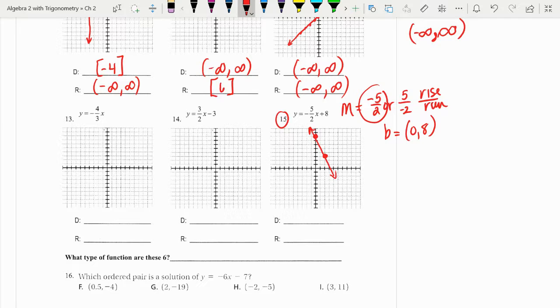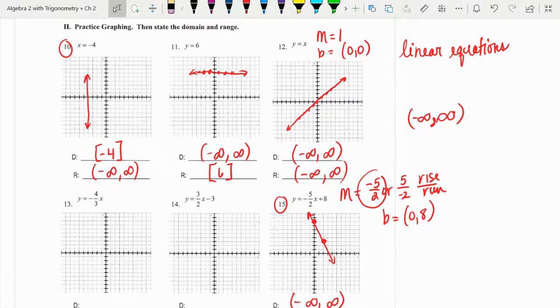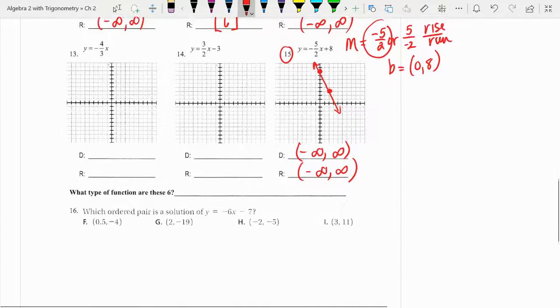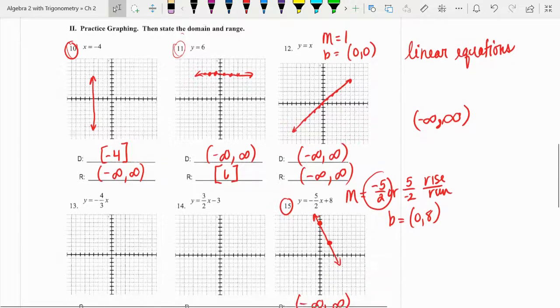And again, I want you to know that all linear functions, the domain and range, I guess I better be careful when I say all. But slanted lines that have a y and an x variable in them, their domain and range is always all real numbers. These special lines up here, 10 and 11, you can clearly see that the domain and range is different. All right, this is notes on interval notation for domain and range.